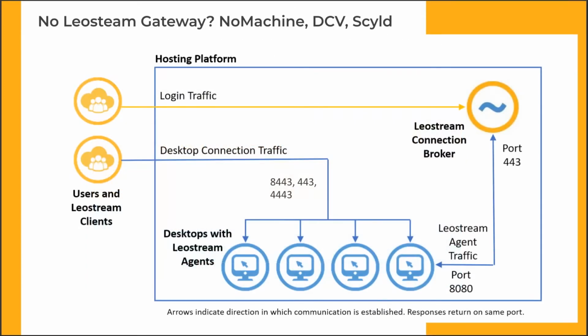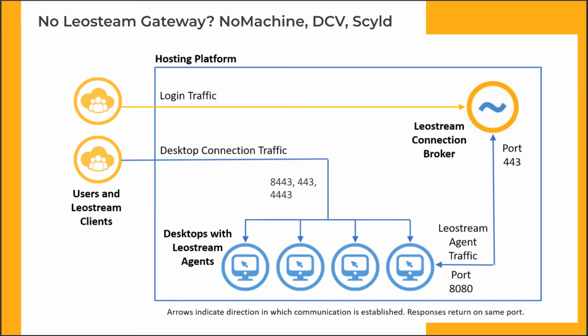Now, how you use these protocols and how you architect a Leostream solution to support them depends on the protocol to a certain extent. If you have a VPN installed or your users are all on-prem or have network access to their machines, you can still do clientless access, and you can do it without our Leostream Gateway. In that case, your options are the NoMachine, the DCV, and the Scyld protocols that I mentioned.